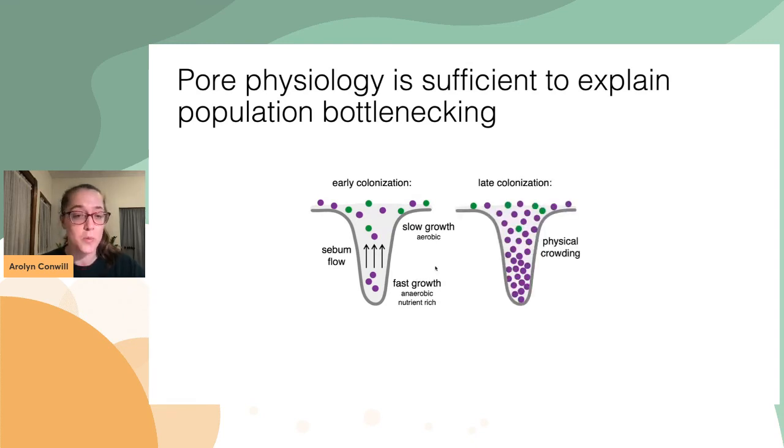And third, once one genotype begins colonizing the pore, the follicle starts becoming crowded, which further slows down diffusion of potential competitors. If you're curious about this, you can check out the mathematical modeling we did in our paper, but basically we concluded that pore physiology in and of itself is sufficient to explain population bottlenecking in pores and why there's such low genetic diversity inside a single follicle.